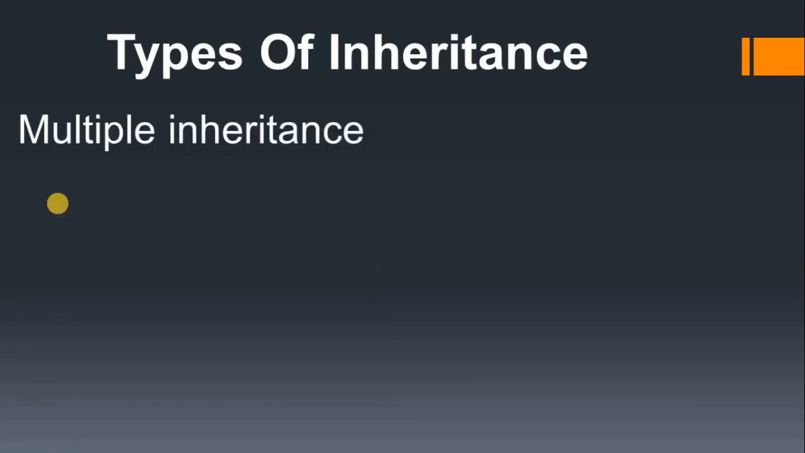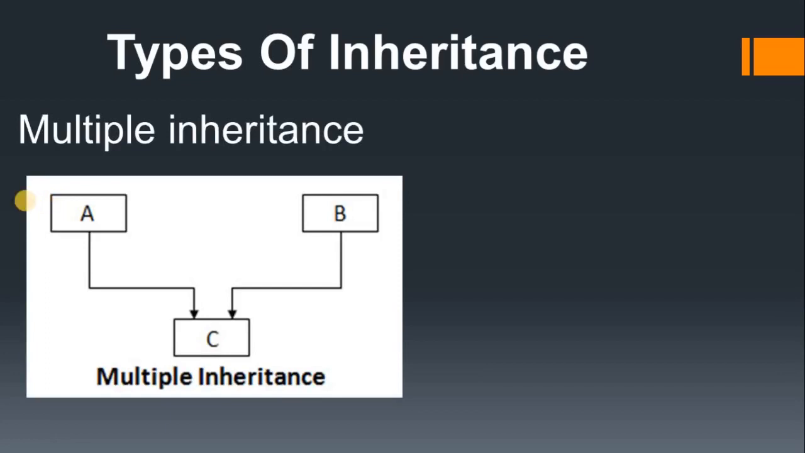Next one is multiple inheritance. Quite simple. We use more than one base class, which will give features to the common derived class. Some programming languages don't support this concept, like Java, but Python supports it. You can have more than one base class which has a common derived class. So here the derived class has more options. It can take data from A as well as B. That is multiple inheritance.